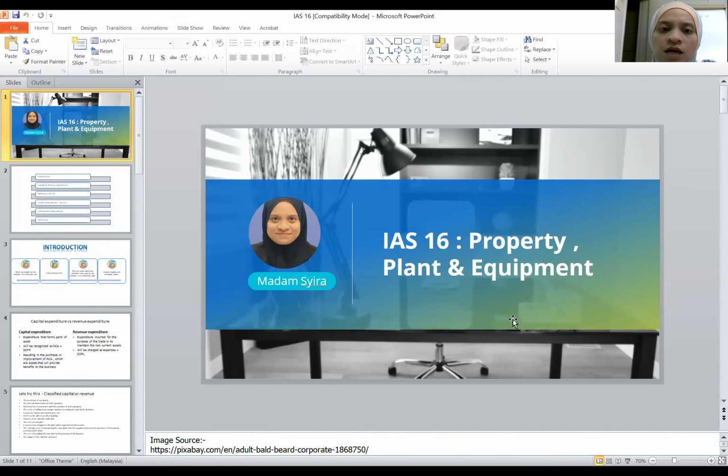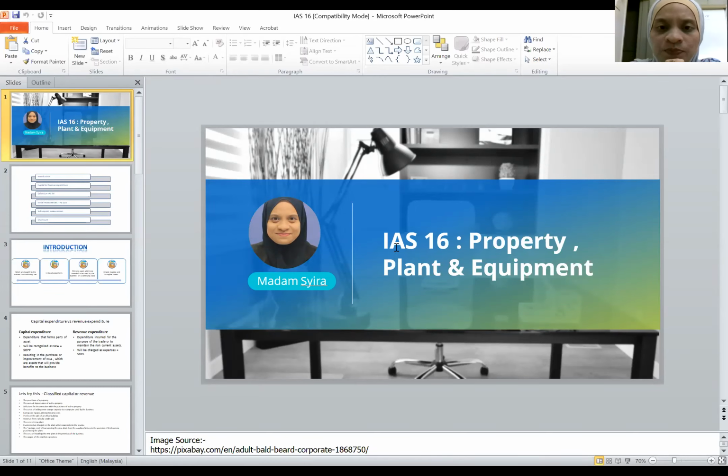So IAS 16 Property, Plant and Equipment. This slide is not a very complete slide like your textbook. It is not Madam's intention to cover the whole chapter and read it line by line. This slide is just to highlight what is important for your examination, just to cover your scope of examination.